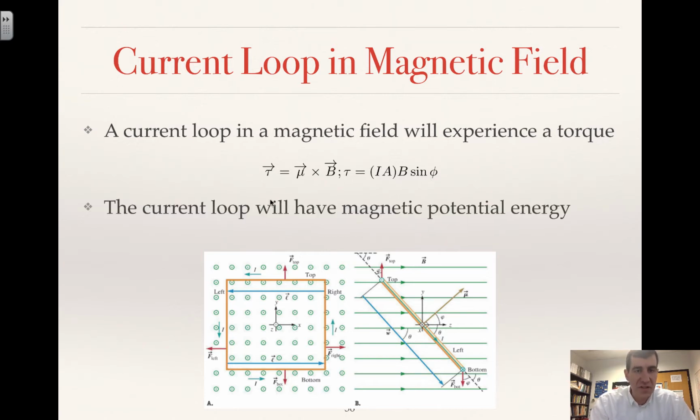This also means that the current loop is going to have a magnetic potential energy. So it wants to rotate until it minimizes that potential energy. It wants to align until the magnetic moment of your current loop is aligned with the field lines. Of course, for simplicity, we did this for a square current loop, but it works just as well for a circular or any shape current loop. And the potential energy is related to mu dot product with the B field.